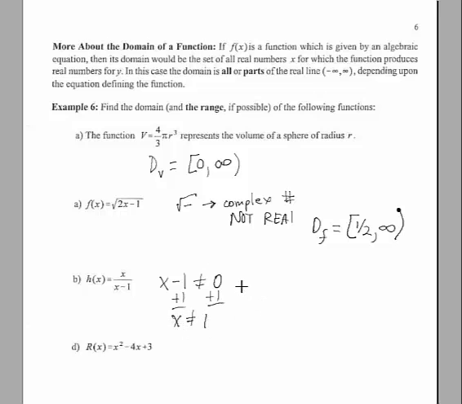So the domain of h would be from negative infinity to 1, excluding 1 with parentheses. We would jump over 1 with the union symbol, pick it back up immediately after 1, and carry on out to infinity. So basically what we're saying is any number will work for h of x except 1.